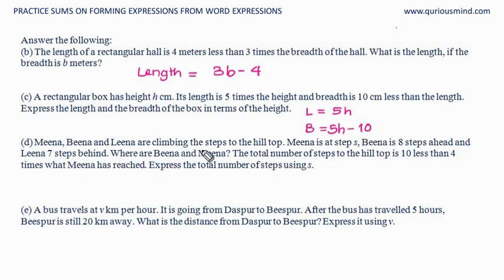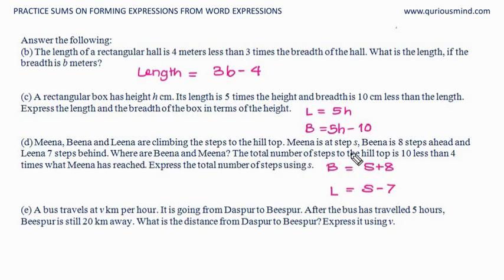Meena, Beena, Leena are climbing the steps to the hilltop. Meena is at step s. So let's talk about Beena, and we want to talk about Leena also. Beena is 8 steps ahead and Leena is 7 steps behind. 8 steps ahead means s plus 8. And Leena is 7 steps behind, s minus 7.